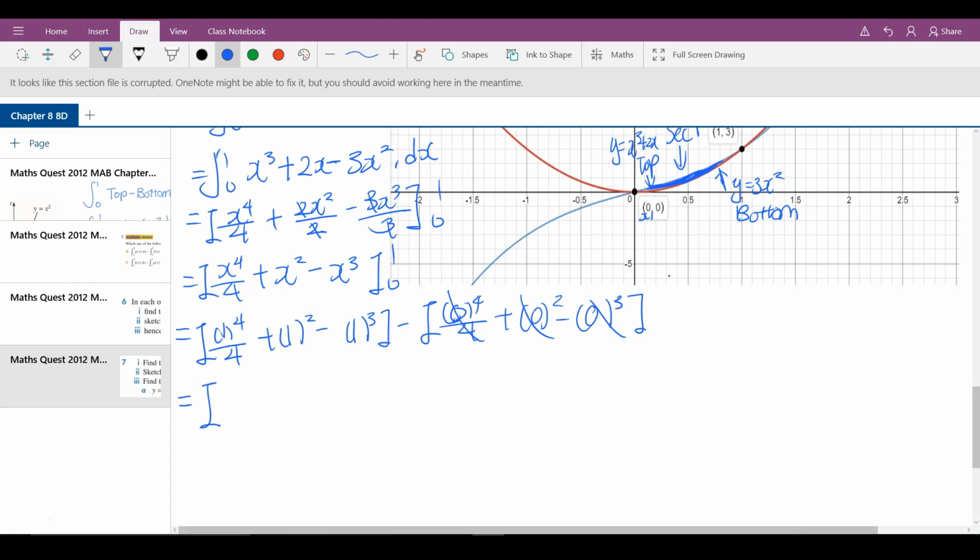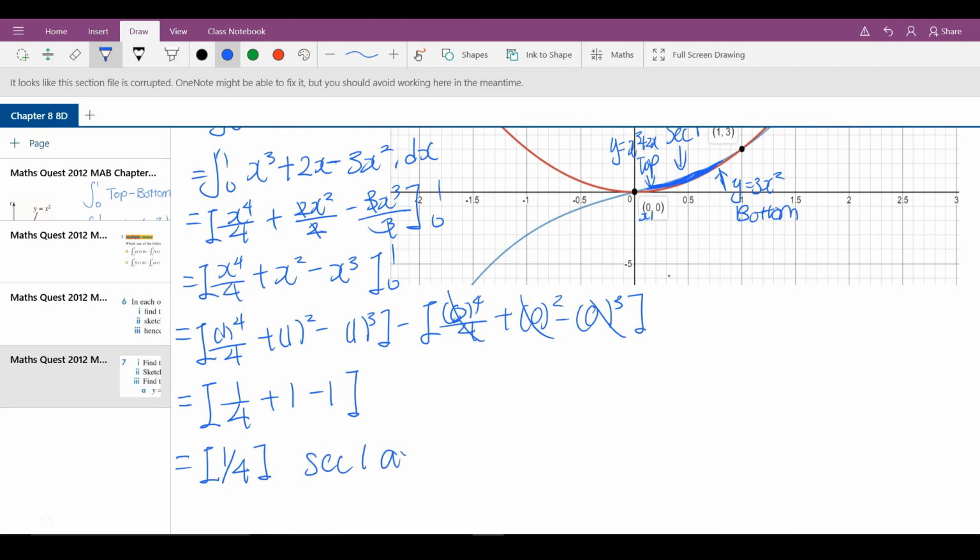So 1 to the power of 4 is 1 over 4, plus 1 squared is 1, minus 1 cubed is still 1. And that is literally just 1/4. This is the section 1 area. So we know that the section 1 area is 1/4. Alright, let's look for section 2.